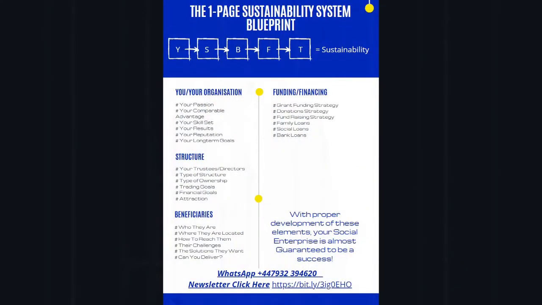Sometimes they would give you funding as well. So you're going to be thinking about these 4 areas that we've addressed so far. The why, the you and your organization, the S, the structure that you're going to create, then the B, the beneficiaries that you are going to deliver your services to, and the F, the funding or financing that your organization will attract in order to run and grow the business or scale the business, if you like.